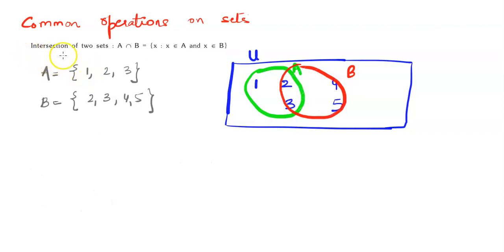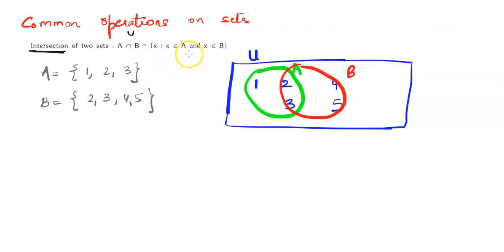Now let's define another operation, which is called intersection. It is represented by an inverted U. Union was represented as this, and the intersection is represented as an inverted U. What does that mean? It says X belongs to A and belongs to B. It should belong to both. So now let's take the same example, where A is 1, 2, 3 and B is 2, 3, 4, 5.